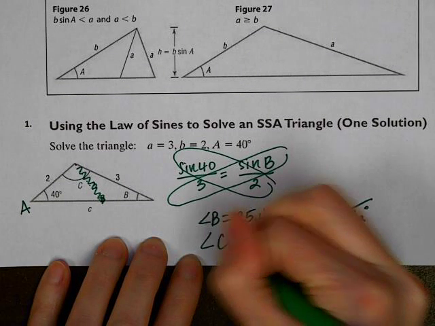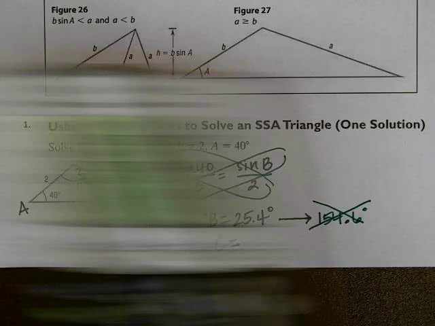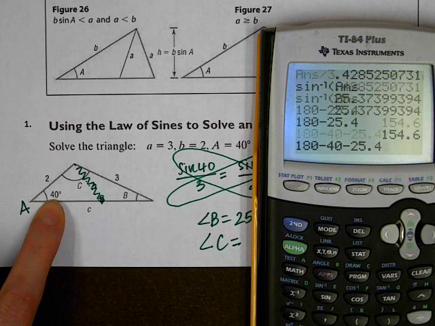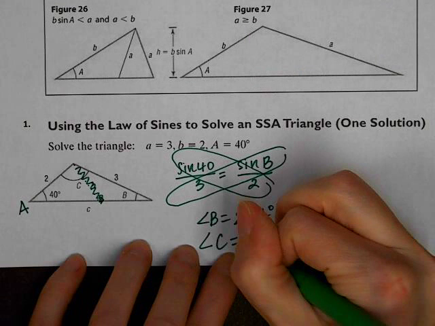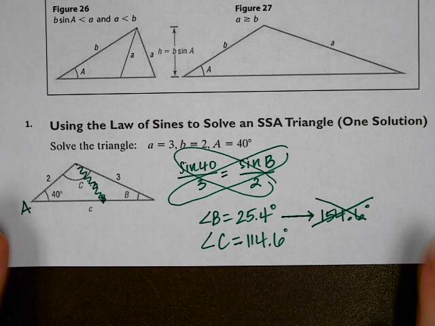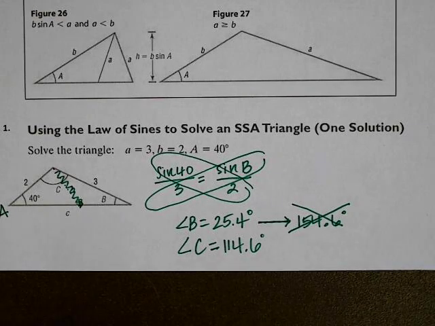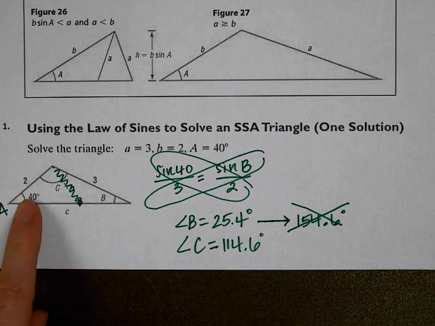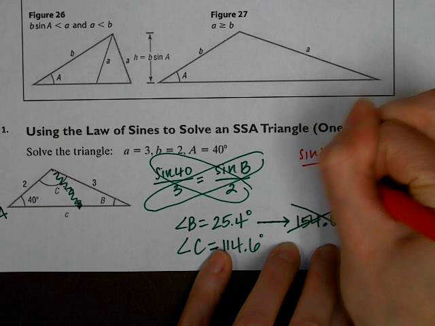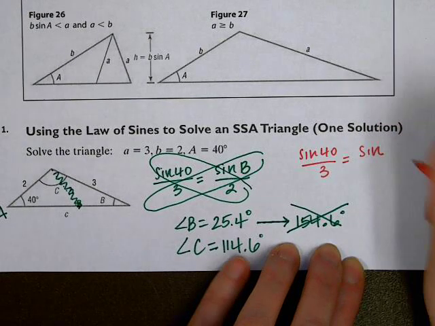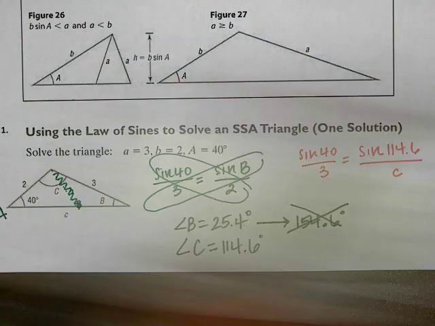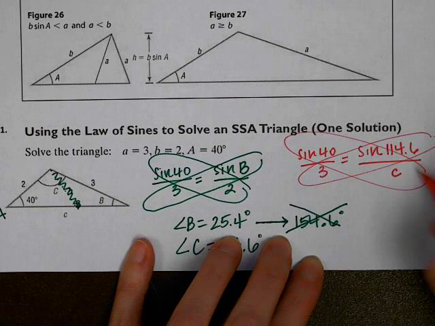Now we can pretty easily find angle C. It's just going to be 180 minus the 40 minus the 25.4. So that's 114.6. And then all we need now is side C. All right, so let's do another law of sines. I'm going to stick with the A's, and then I'm going to use my C's. So sine of 40 over 3 equals sine of, now C is 114.6, over C. And then we're just going to cross multiply and divide again to get side C.